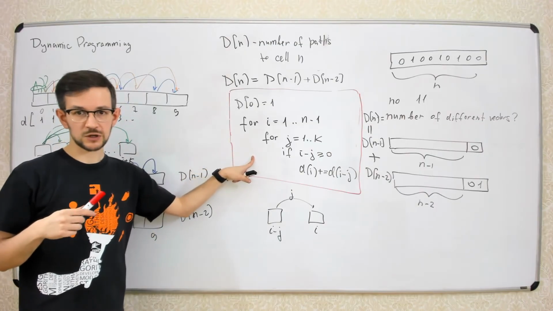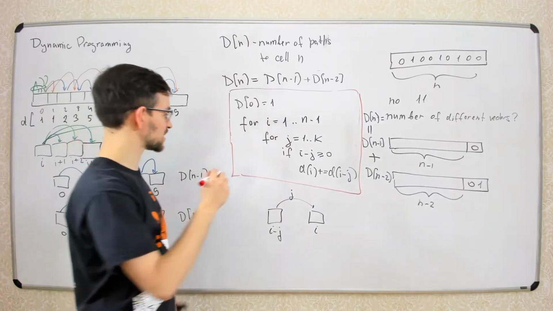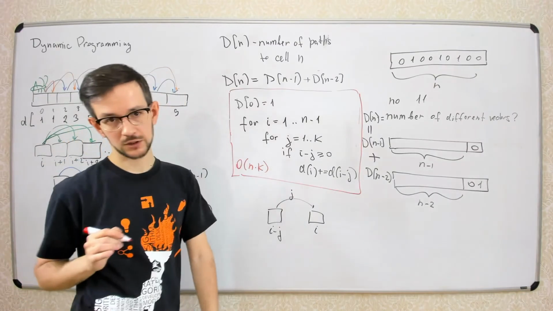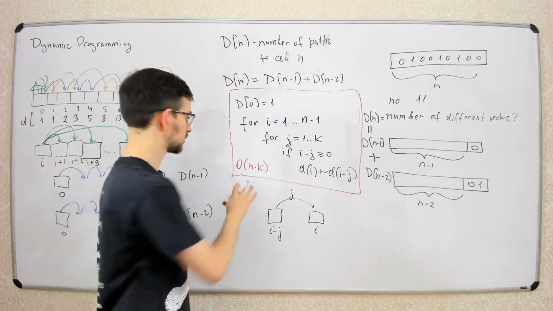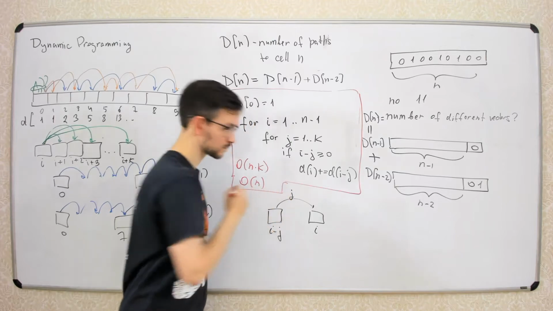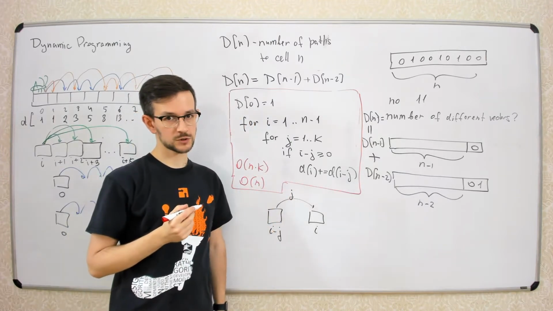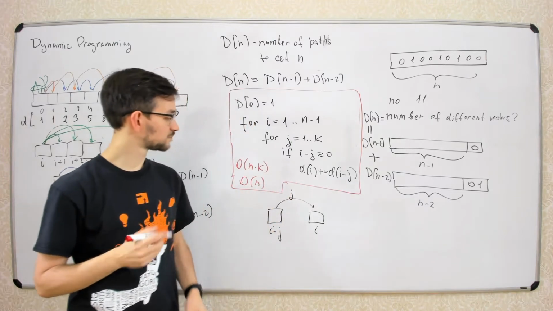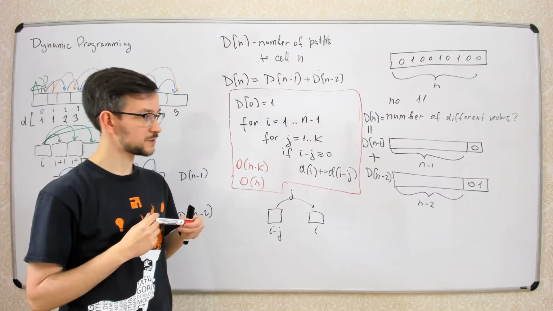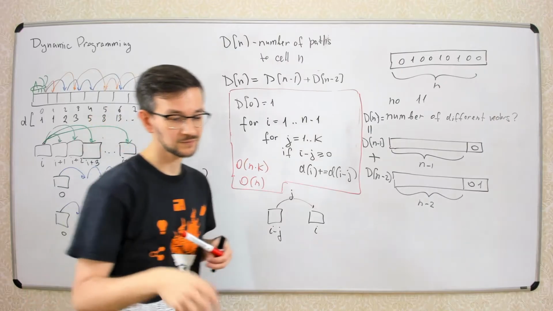Actually, this program has quadratic time complexity. Here we spent n multiplied by k time complexity. You can easily improve it to be linear. Any ideas how to do this?